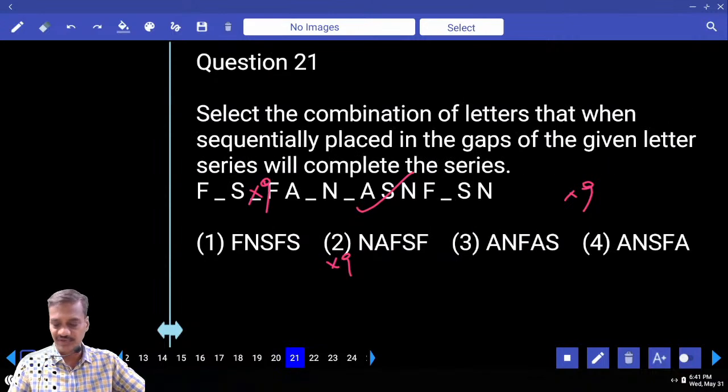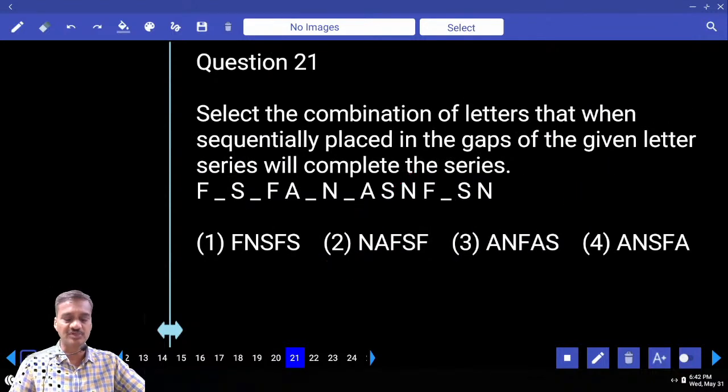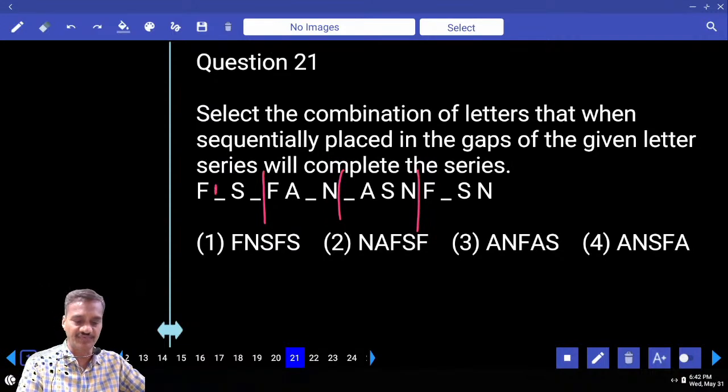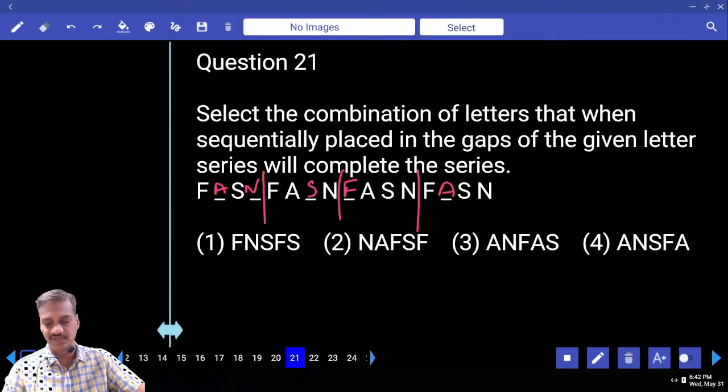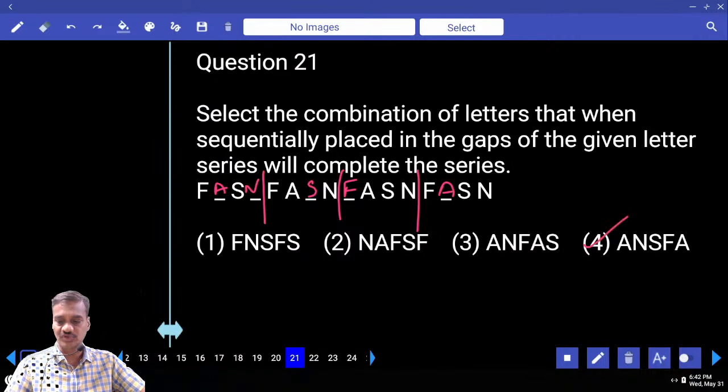20th. Then 21st. Now in this 21st, how many elements were there? 1, 2, 3, 4. First letter is S, and second letter is A. F, A, S, N. A, N, S, F, A. That is choice for question number 21.